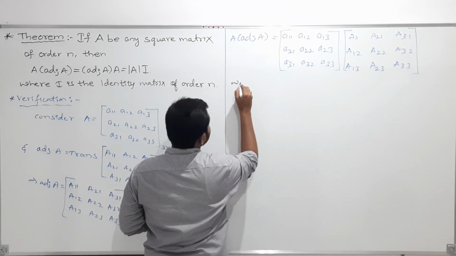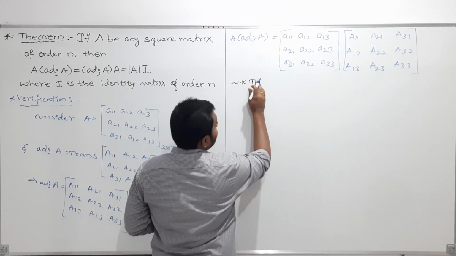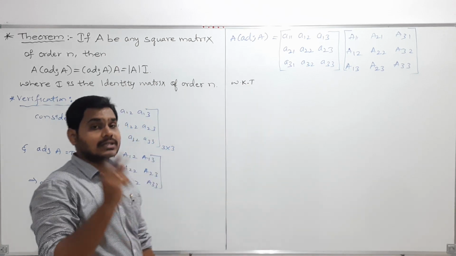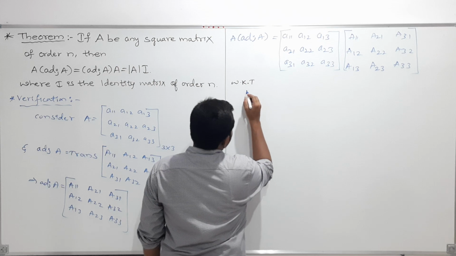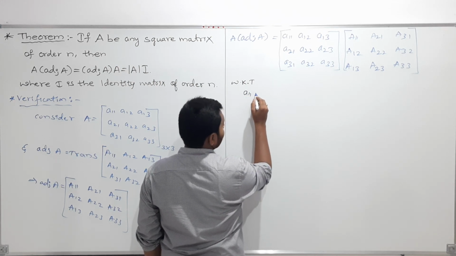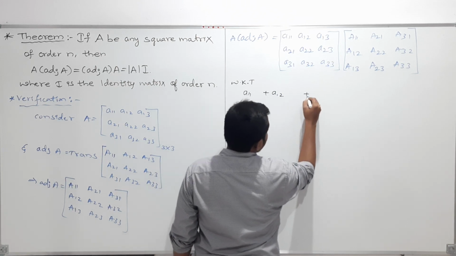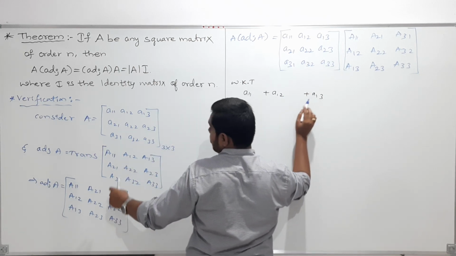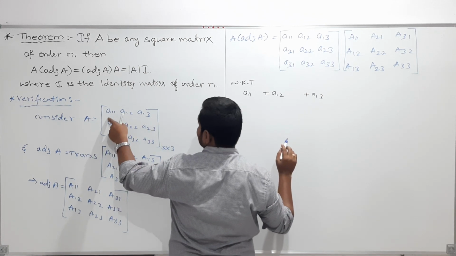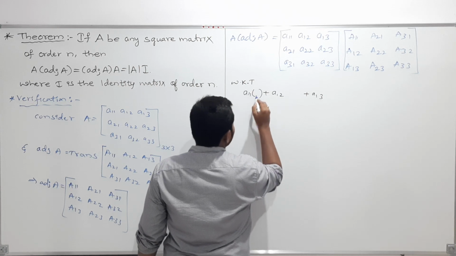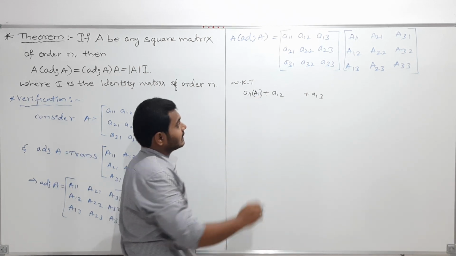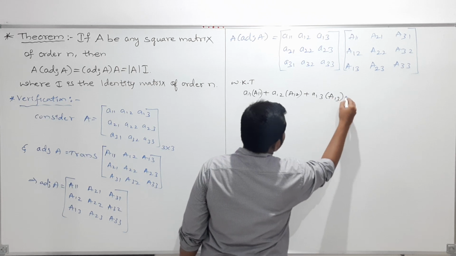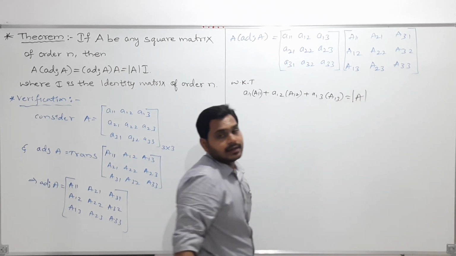So please remember what we know. In the previous classes we learned two results. The first is that the sum of the products of any elements of either a row or a column, if I multiply with the corresponding cofactors, will give us the determinant value.